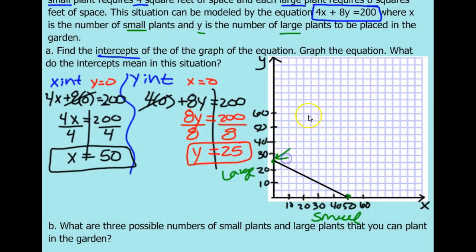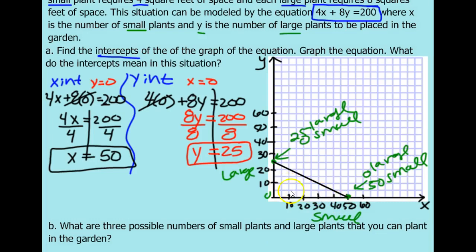So at this point right here, that is a combination. We could have 25 large plants and 0 small plants. Same with down here, we could have 0 large plants and 50 small plants. Or we could have some combination in between here. Now I would look for a point where we cross at a nice number. Now this graph isn't perfect, but try your best.